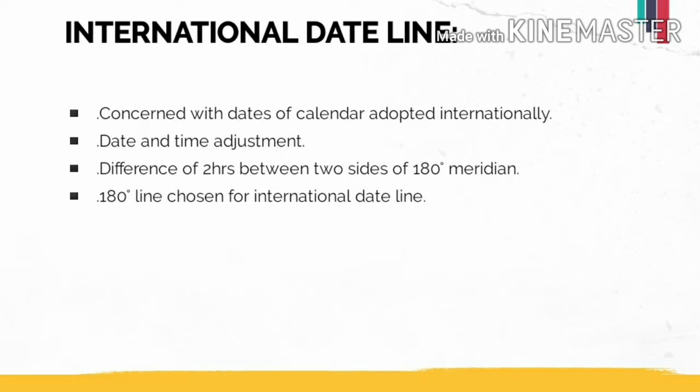Now we will deal with the international dateline. What exactly is the international dateline? It is the 180-degree line of longitude. It is associated with the calendar. Whenever a date is to be adjusted in the calendar, it is done with the help of the international dateline. It is not accepted by only a few countries, but internationally. So the international dateline helps in date as well as time adjustment.